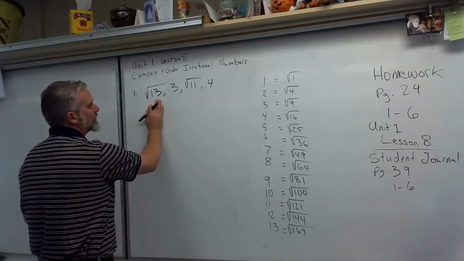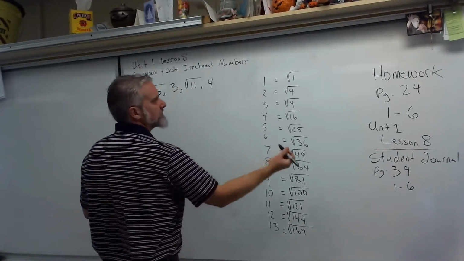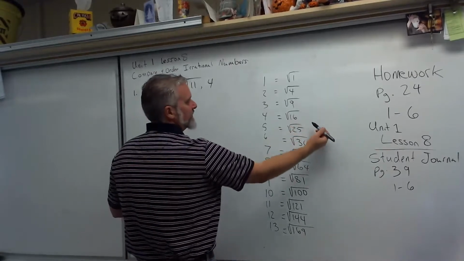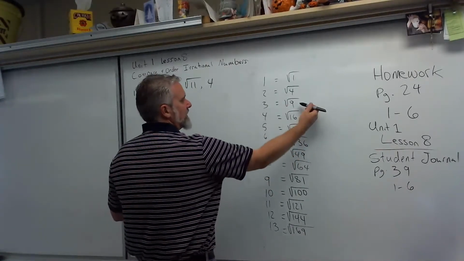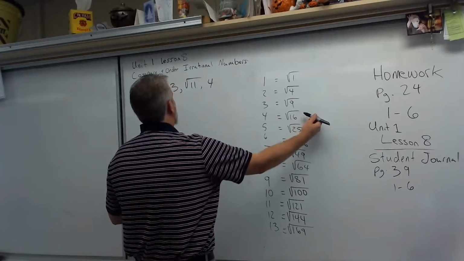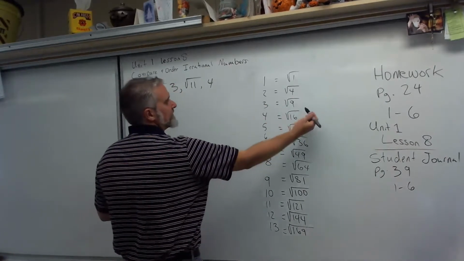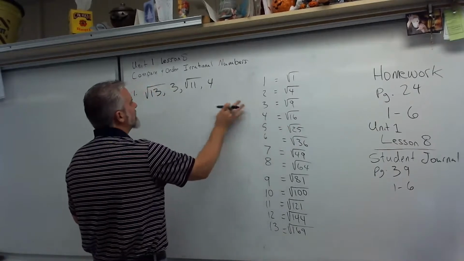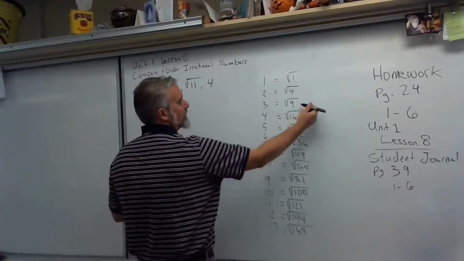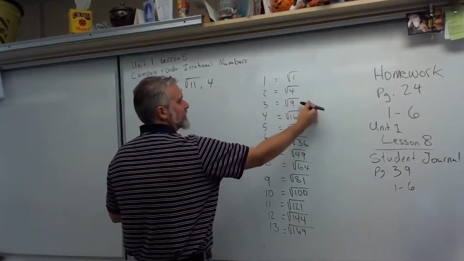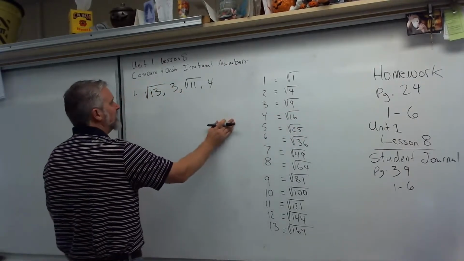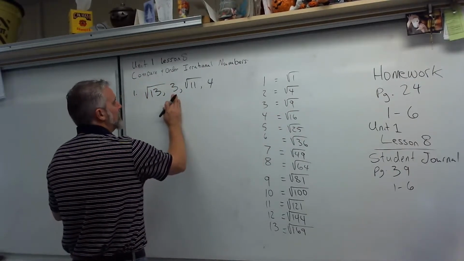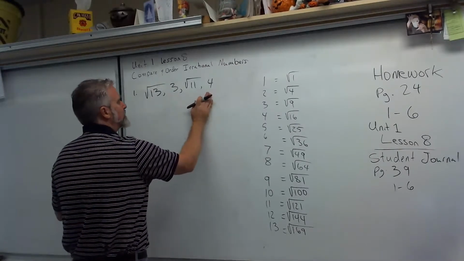So looking at √13, on our chart here of perfect squares, that's going to fall between 3 and 4. Between the 9 and the 16, we have √13. So that's going to be between 3 and 4. And √11 is also going to be between 3 and 4 because it falls in between √9 and √16. So I'm going to use 3 as my lowest, 4 as my highest.